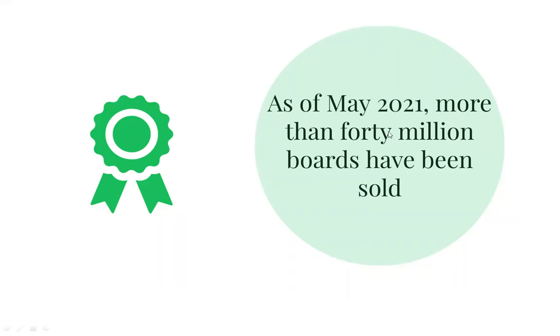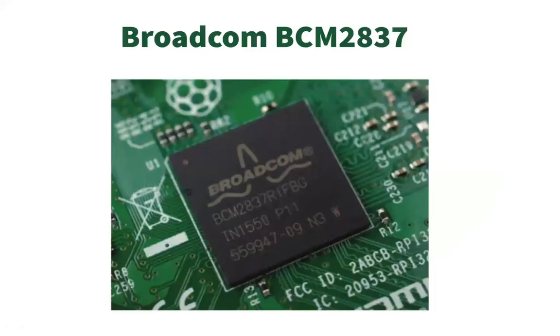If you see the popularity of Raspberry Pi, as of May 2021, more than 40 million boards have been sold. Okay, this is the popularity of this particular board. Many students, researchers, even engineers try using these boards for their prototyping as well as for their research. This is the processor they are using, a Broadcom BCM2837 SoC, system on chip. This is purely based on ARM Cortex processor. This is a powerful processor being used in Raspberry Pi. That's why we can build our own computers by using Raspberry Pi.